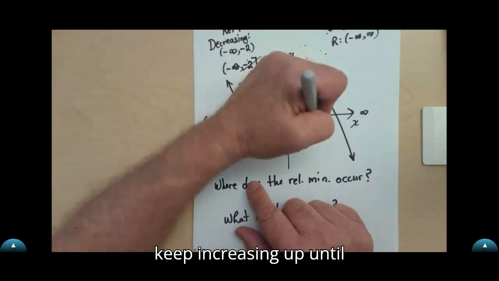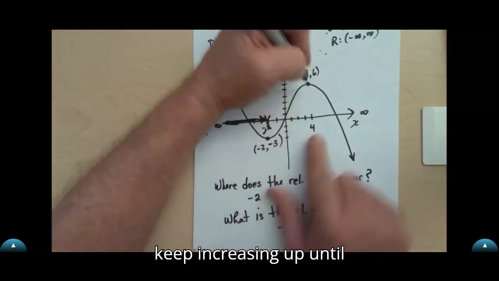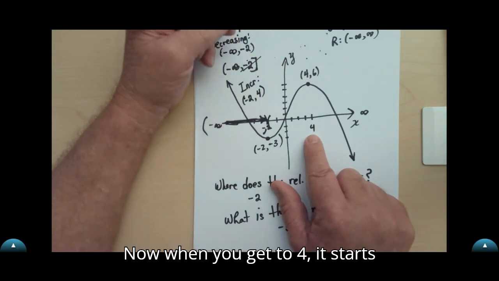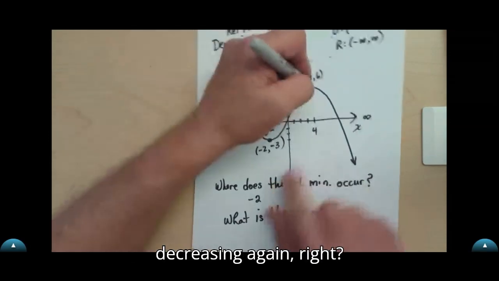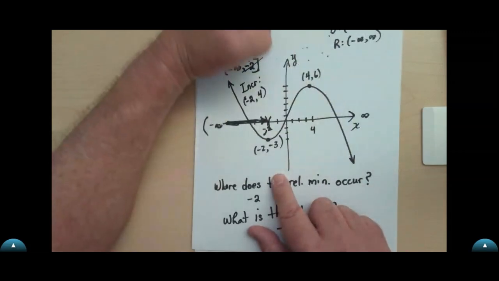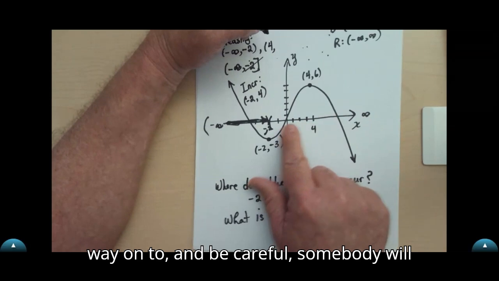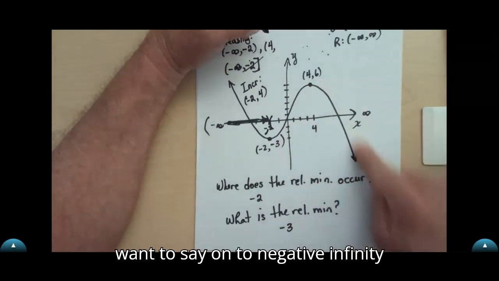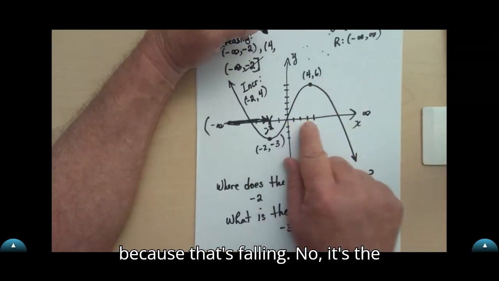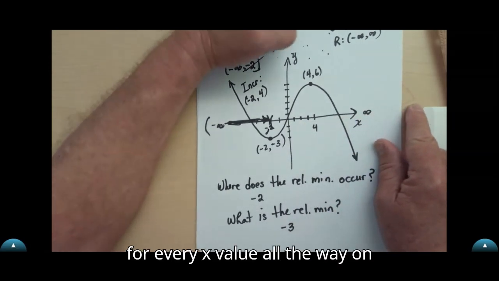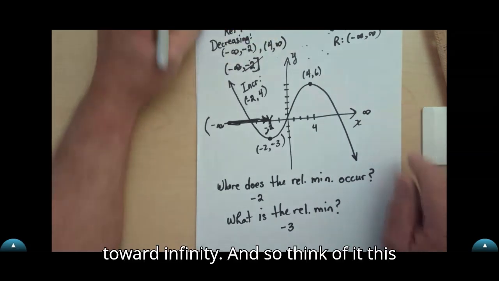And it's going to keep increasing up until x is 4. Now, when you get to 4, it starts decreasing again, right? And it's going to keep decreasing all the way on to, and be careful, somebody will want to say on to negative infinity because that's falling. No, it's the x-axis. It's decreasing for every x value all the way on toward infinity.